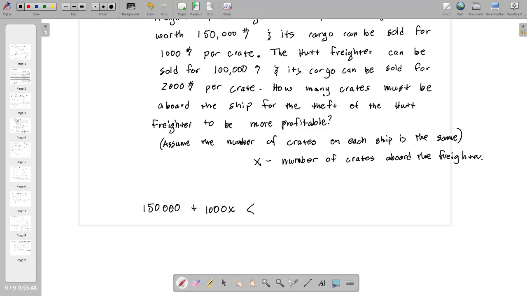But we're looking for what value of X makes the Hutt freighter more profitable. And the Hutt freighter has a similar expression. They can sell the Hutt freighter for 100,000 credits, and its cargo can be sold for 2,000 credits per crate. So we get 100,000 credits plus 2,000X. Again, this is the number of credits that they would get from selling just the freighter, and then 2,000 credits per crate times the number of crates will be the number of credits that they get from selling all of the cargo.